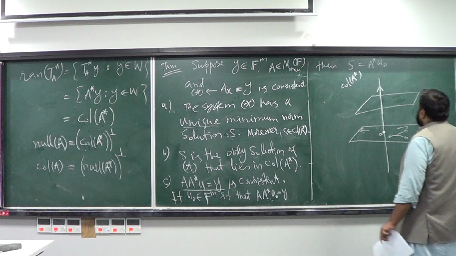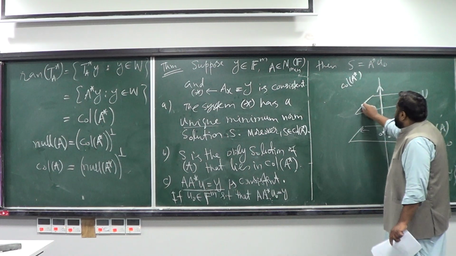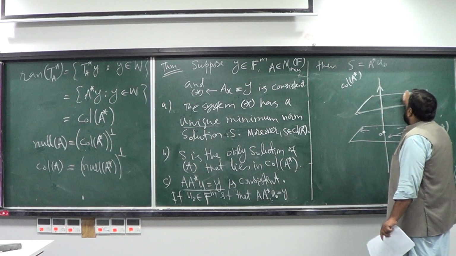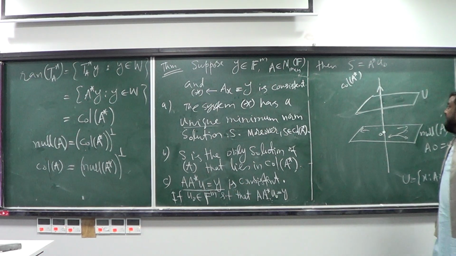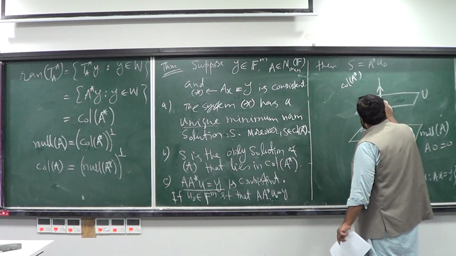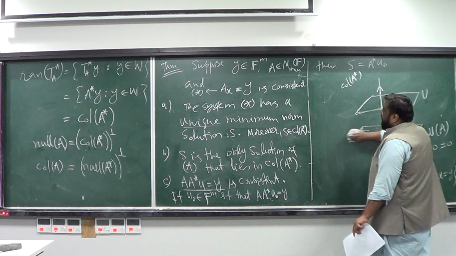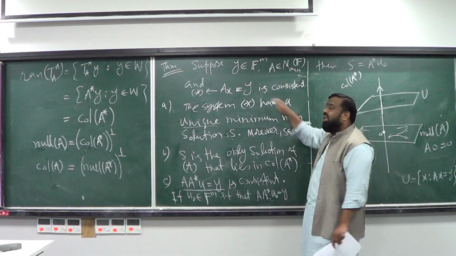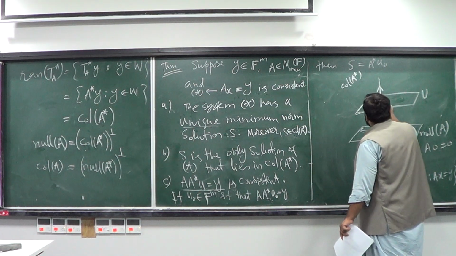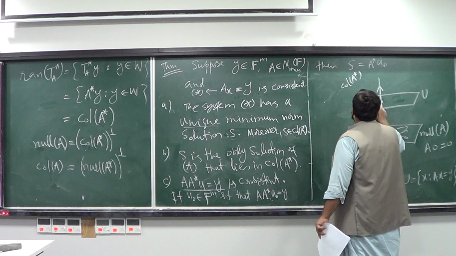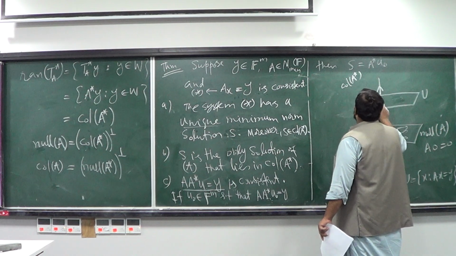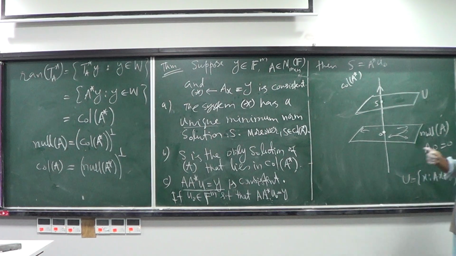Now you can see that if this is a plane and the column space is the axis, then the column space is going to hit this plane of the solutions of Ax equal to y at a unique point actually. They both intersect at one single point. And this point, this vector that is in common, is your S actually. So S is the minimum norm solution actually.